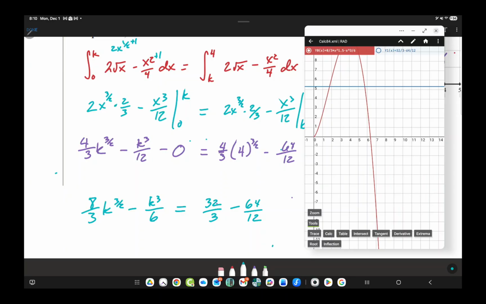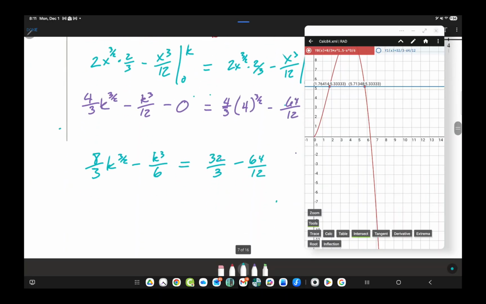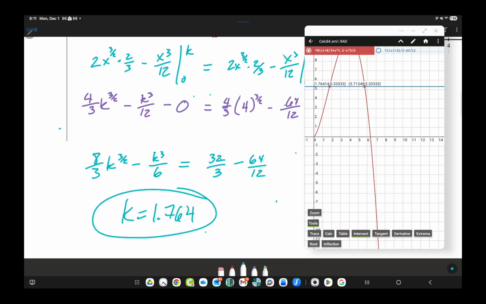So this value over here, which again I can't see in my calculator, but that second value right here is not helpful. So just the first. So I'm going to find that first intersection. Again, you can use your calculator to do the intersection for you. But we get k is equal to 1.764. Because that is between 0 and 4.